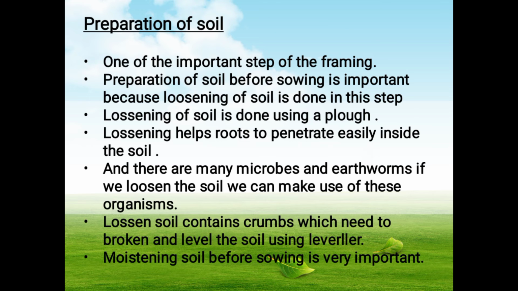This loosened soil sometimes contains crumbs, so these crumbs have to be broken and the soil has to be made level before sowing. This is done using a leveler. And one more important step before sowing: moistening of the soil is very important. So farmers wait after preparing the soil for the rain to come, and only then do they start sowing.